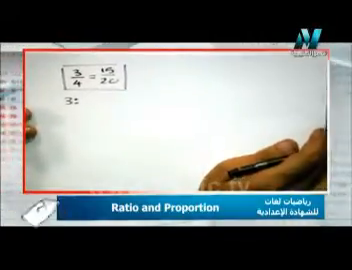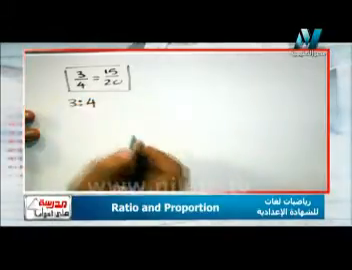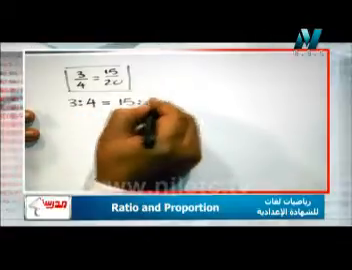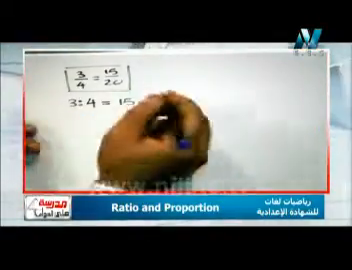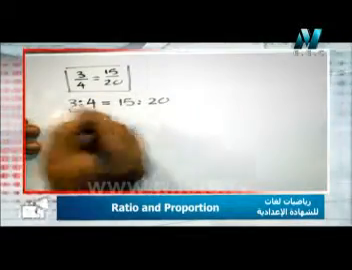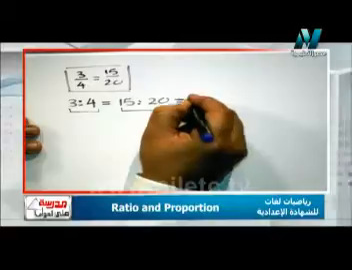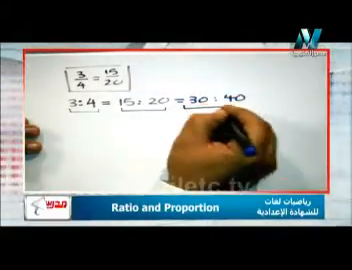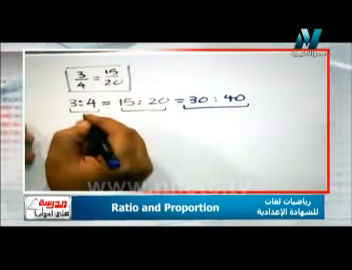So we have 3 to 4, which is the same as 15 to 20. So this is a proportion, an equality of 2 ratios or more. I can say that this equals, for example, 30 to 40. So I have a proportion of 3 parts.